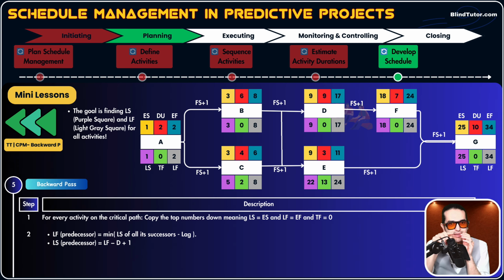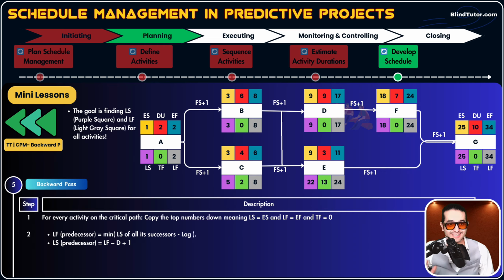So activity G's latest start is what day? 25. Okay, 25 minus lag. What is our lag? 1. 25 minus 1, 24. So 24 is the late finish of activity E.